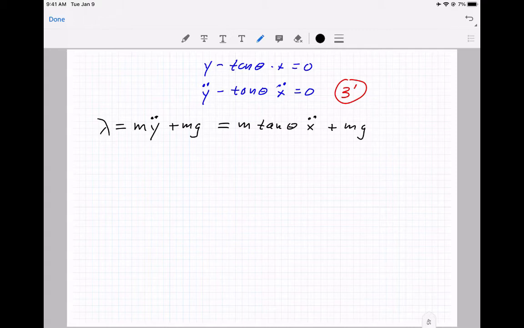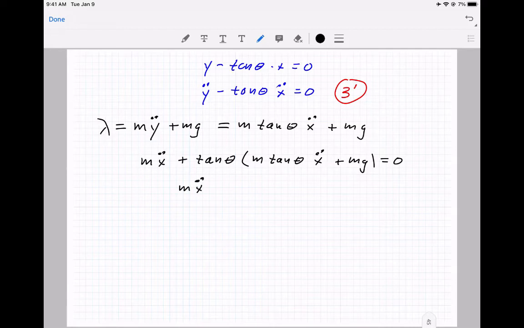So let's use the second set of equations there, and do a little bit of algebra on them. That gives me m x double dot plus tan theta times m tan theta x double dot plus mg equals 0. I've just combined the last two equations there. That looks kind of ugly. We'll do another step of algebra on this. And again, as I go through these problems, I'm going to skip more and more steps. I'm just going through everything here.